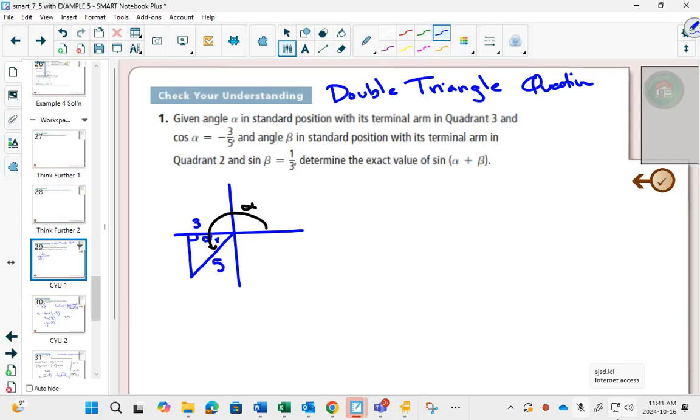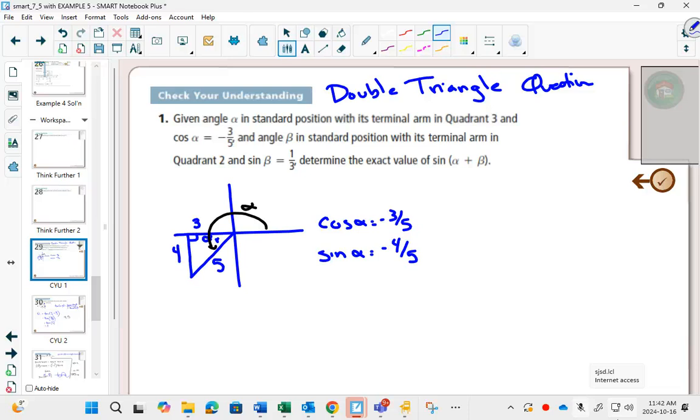A squared plus b squared equals c squared. That will be 4. So we already knew that cos of alpha was negative 3/5. We now know that sine of alpha is negative 4/5. And I know sine is negative as well because it's in quadrant 3, and according to my CAST rule, sine is negative in quadrant 3.